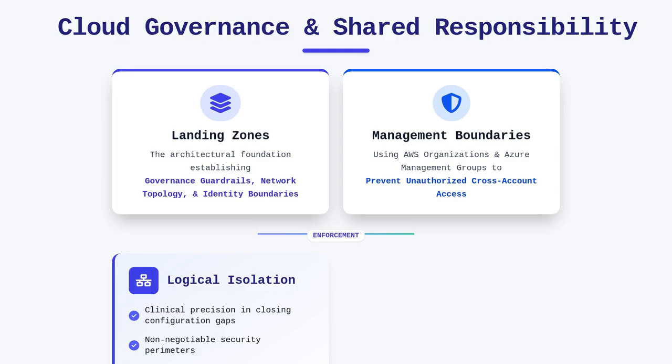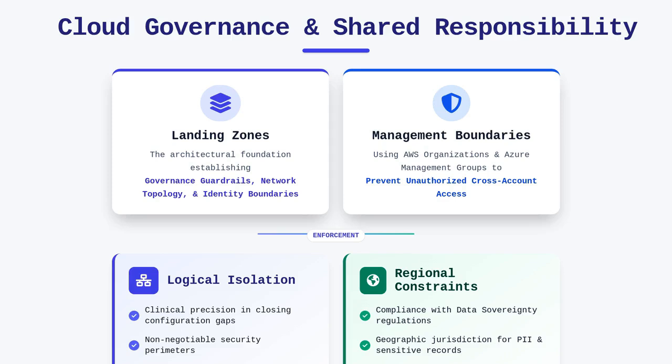Regional resource location constraints are equally vital because data sovereignty regulations frequently mandate that PII and other sensitive records remain within specific geographic jurisdictions. If your infrastructure spans multiple global regions, you must enforce policy-based controls that prevent the deployment of storage buckets or relational databases in unauthorized regions. Setting these regional guardrails at the governance layer ensures that human error cannot accidentally move data outside of a compliant territory.